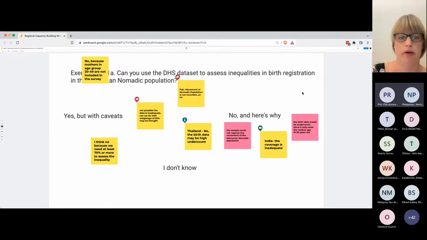Okay, so we have about 8 sticky notes, 8 brave responders. Thank you very much. And the consensus by everyone is basically no, and for various reasons. And that's correct. The main reason is when we have really low numbers of mothers, such as only 15 to 20 mothers interviewed, it's just too low to draw a strong conclusion. The methodology warned us against this. It said the sample wasn't drawn in such a way to capture this nomadic population.